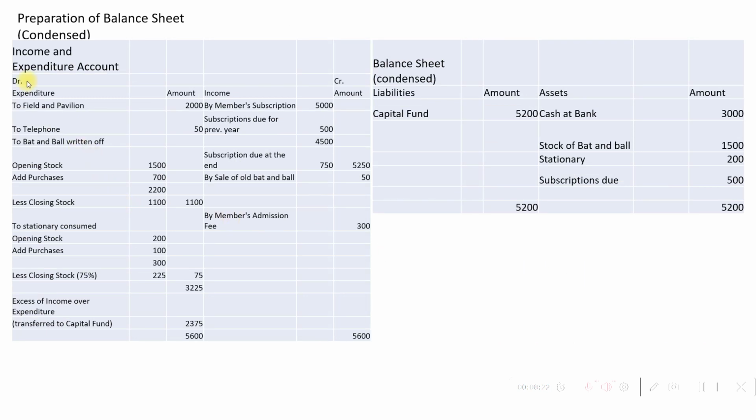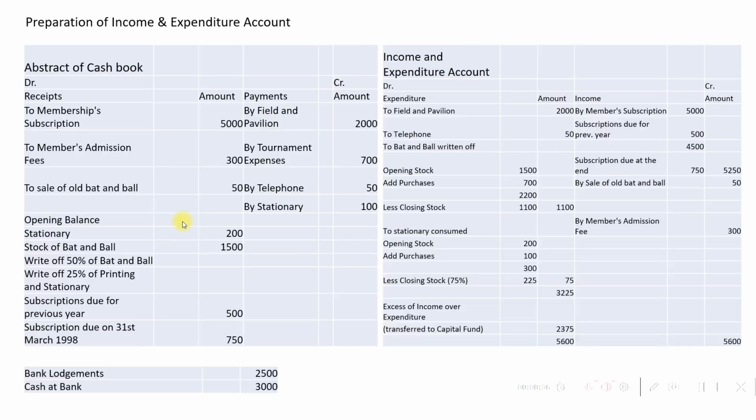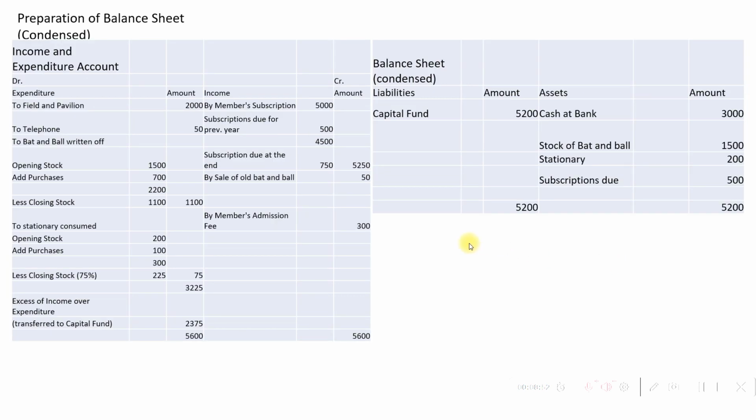Now if we get the income and expenditure account, how will we do the balance sheet? There are two forms of balance sheet. One is condensed and one is the worksheet, which is work in progress. So if you take a look at the income and expenditure account, income is in excess of expenditure, which means the excess of income over expenditure is transferred to the capital fund, which is 2,375 rupees.